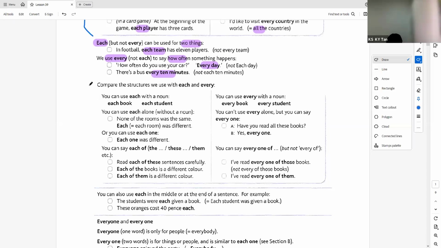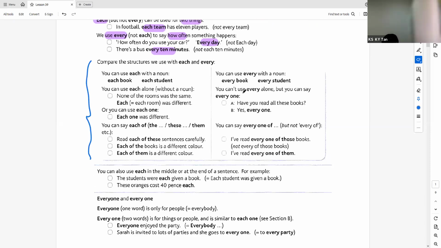Compare the structures we use with each and every. You can use each with a noun: each book, each student. You can use each alone without a noun. None of the rooms was the same. Each equals each room was different. Or you can use each one. Each one was different. You can say each of this, them, etc.